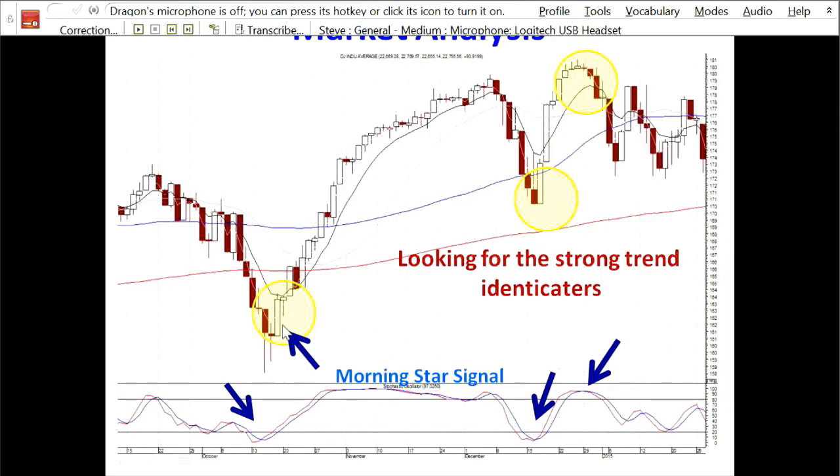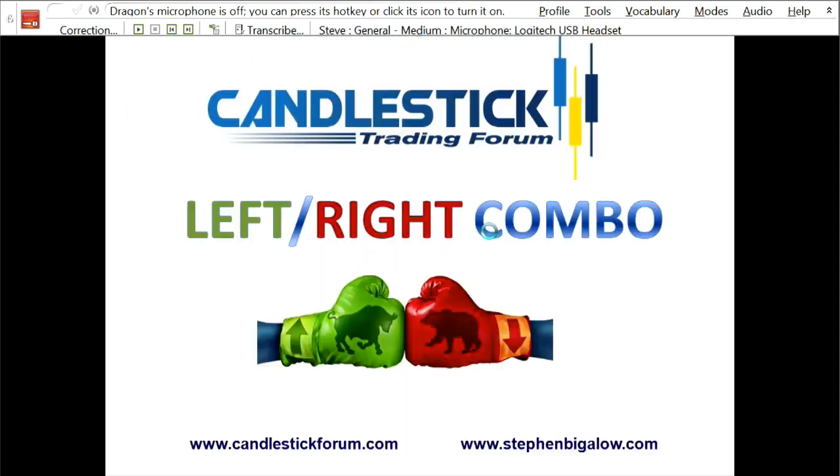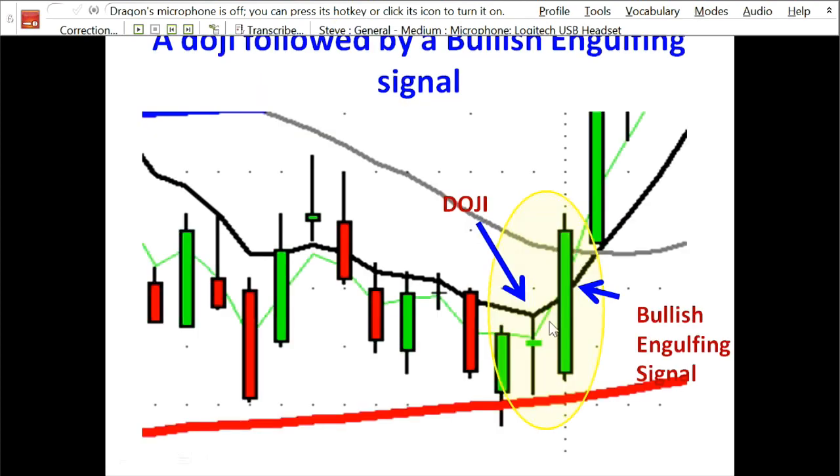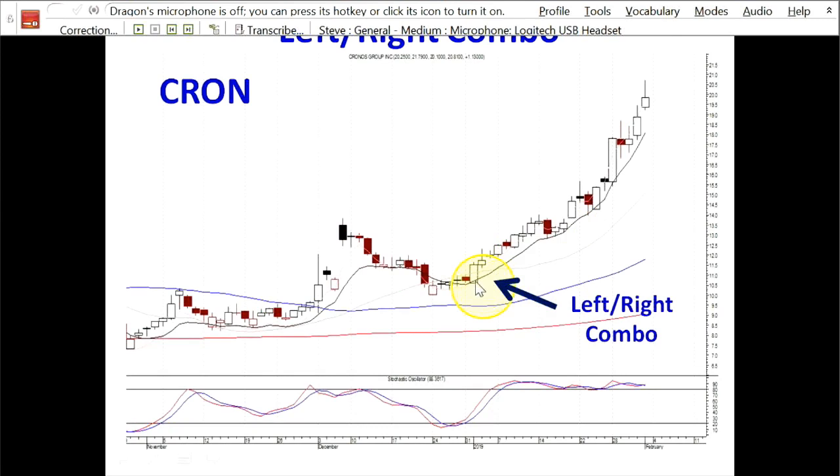So anyways, these are the signals that tell us when we're at the tops and at the bottoms. One of the strongest ones is the left-right combo. Now, the reason we're showing some of the individual signals is this is what you can use to tell you when there's going to be a breakout of a pattern. Left-right combo is a doji followed by an engulfing signal. Indecisive, decisive, a very, very strong reversal signal.